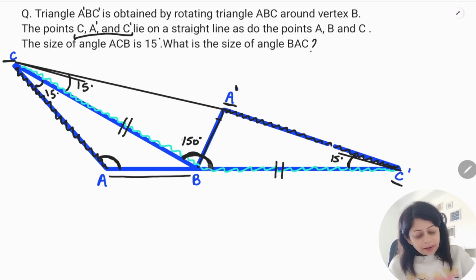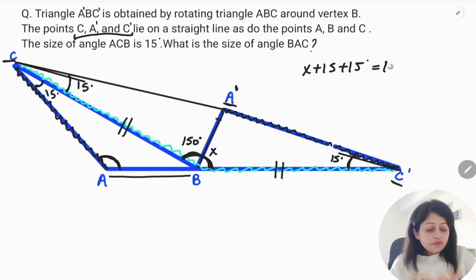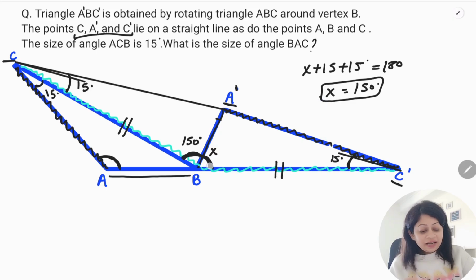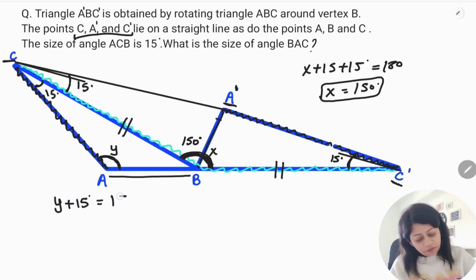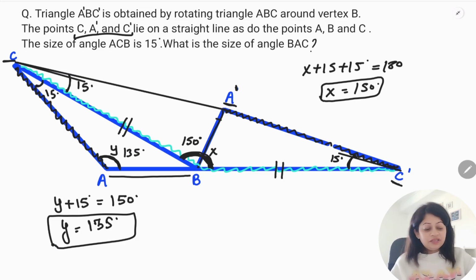Because the sum of this angle plus this, suppose I say this is x. So x plus 15 is equal to 180. So x is equal to 150 degrees. Now we know this exterior angle. Now you remember the exterior angle property? If I say this angle is y, so that means y plus 15 is equal to 150 degrees. Exterior angle property of a triangle, that the sum of the two interior opposite angles is equal to the exterior angle, right? So y is equal to 135 degrees, right? So this angle we found is 135 degrees, right?